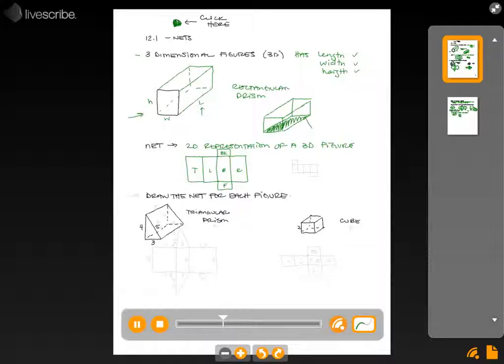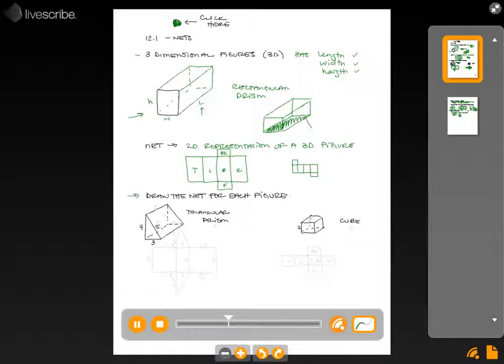Now I will tell you that there's more than one net for a lot of figures. This isn't the only thing you could draw. You could have drawn something like this. It's very similar, and I'm drawing it smaller, but put an end here and an end here. If I fold that up, it's still going to give me the same shape. It's still going to give me the rectangular prism. So there is more than one net for a three-dimensional figure.